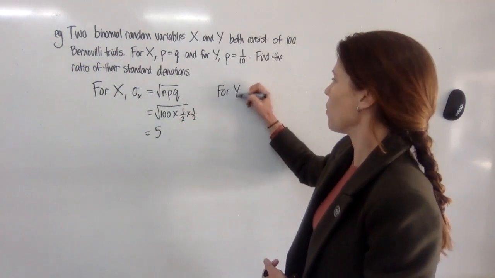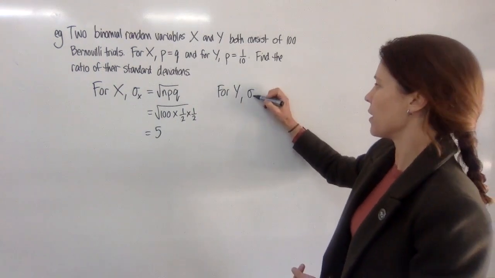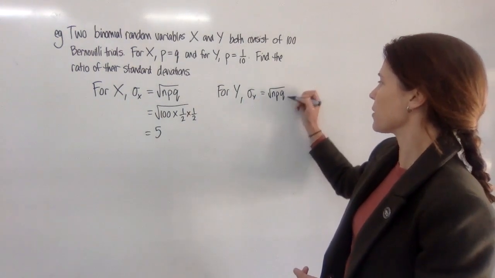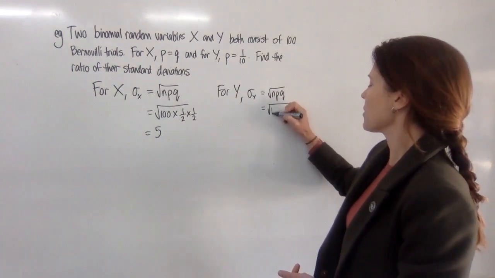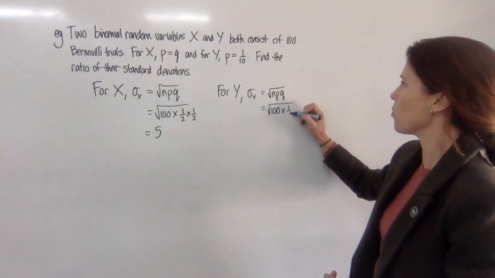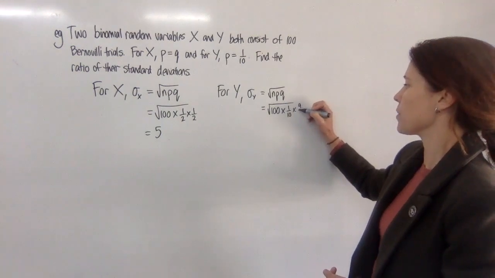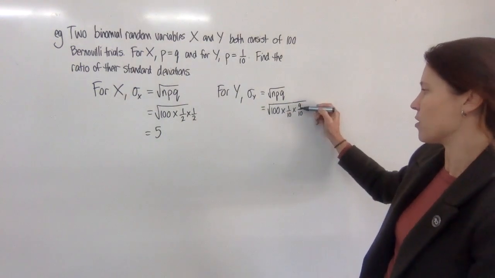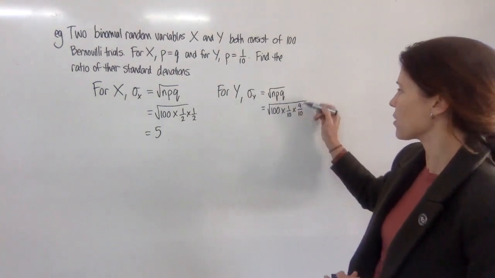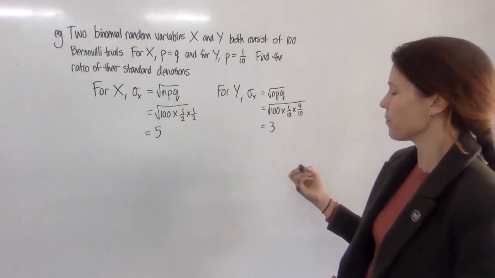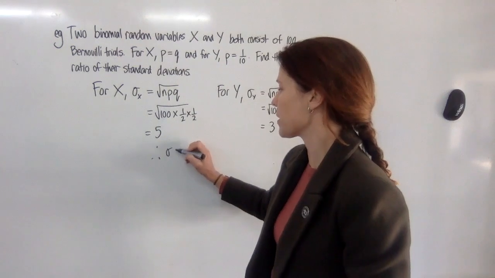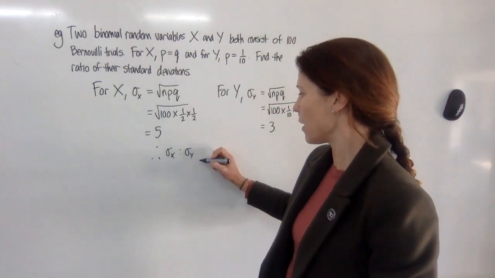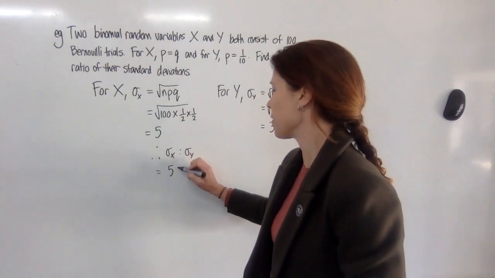Whereas for Y, the standard deviation of Y is going to again be the square root of npq, but this is 100 times 1/10 times q, which is 9/10. So we get, what's that, 900 divided by 100, that's 9, and the square root of 9 is 3. So therefore, we can say that the standard deviation of X to the standard deviation of Y is equal to 5 to 3.